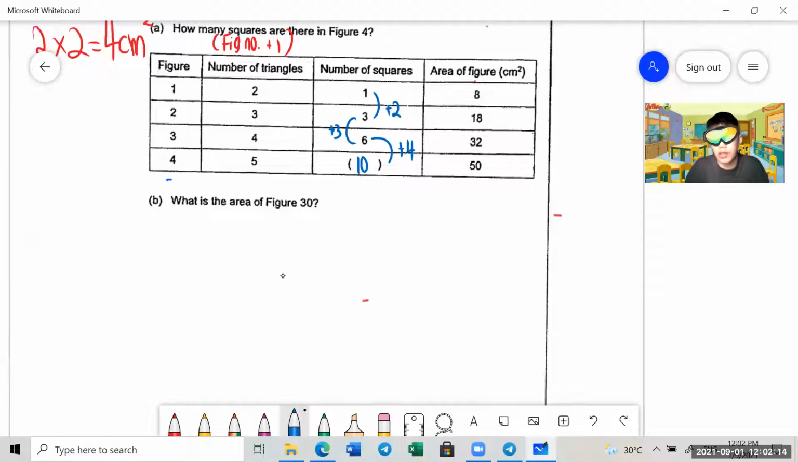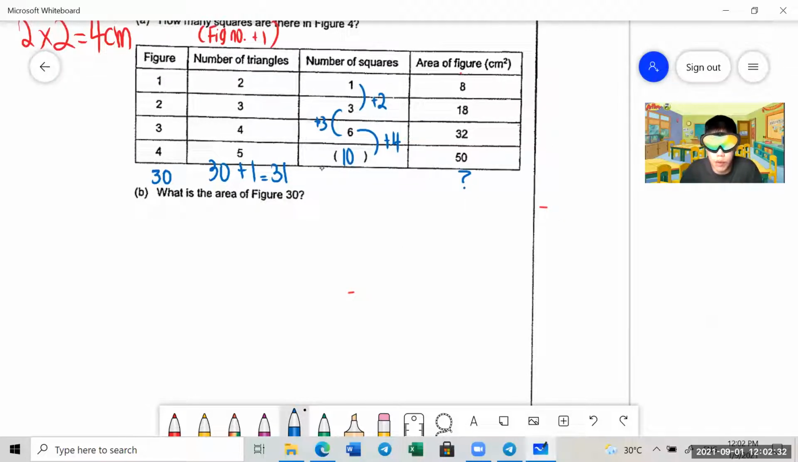They are asking us for the area of figure number 30. So what they're trying to ask you is actually this. What did I say? You can find the number of triangles, right? Simply just do 30 plus 1, which equals 31. So I know the number of triangles is 31. I know the figure number is 30. Now, the thing I have to note is the number of squares.